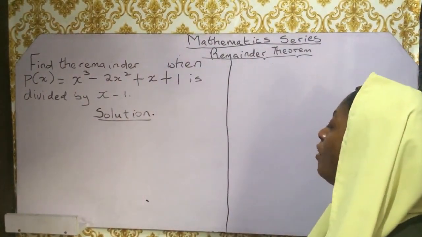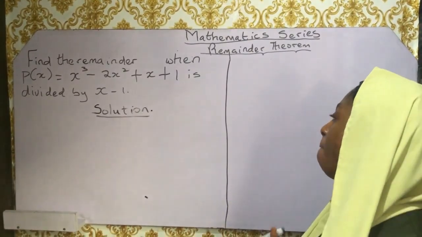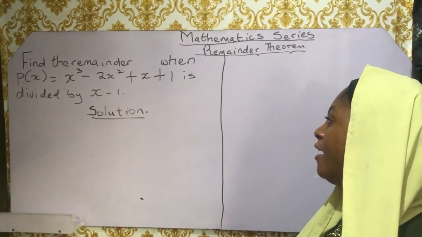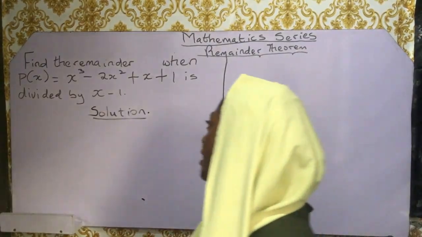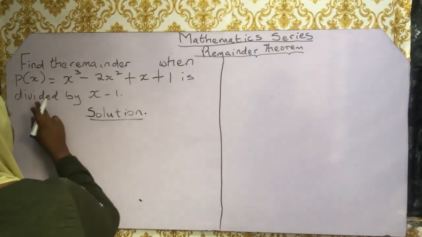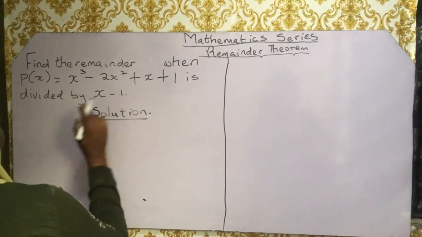Find the remainder when p as a function of x is equal to x to the power of 3 minus 2x to the power of 2 plus x plus 1 is divided by x minus 1. Okay, let's see what we have. So, solution. Now, p of x is equal to this, and now we'll have x minus 1.